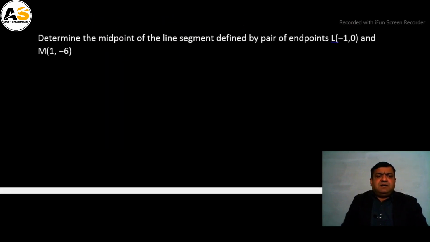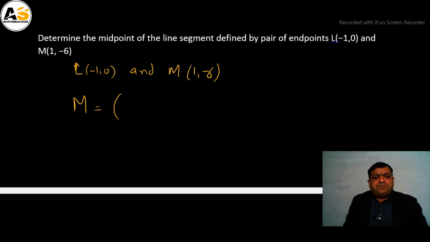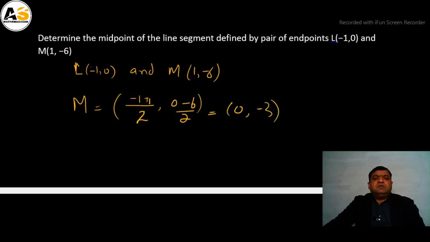Similarly, let me rapidly solve this. Given points are L (-1, 0) and M (1, -6). The midpoint will be (x1 plus x2) over 2, (y1 plus y2) over 2, and it will simplify to (0, -3). So this is the simple formula for finding midpoints of two given points.